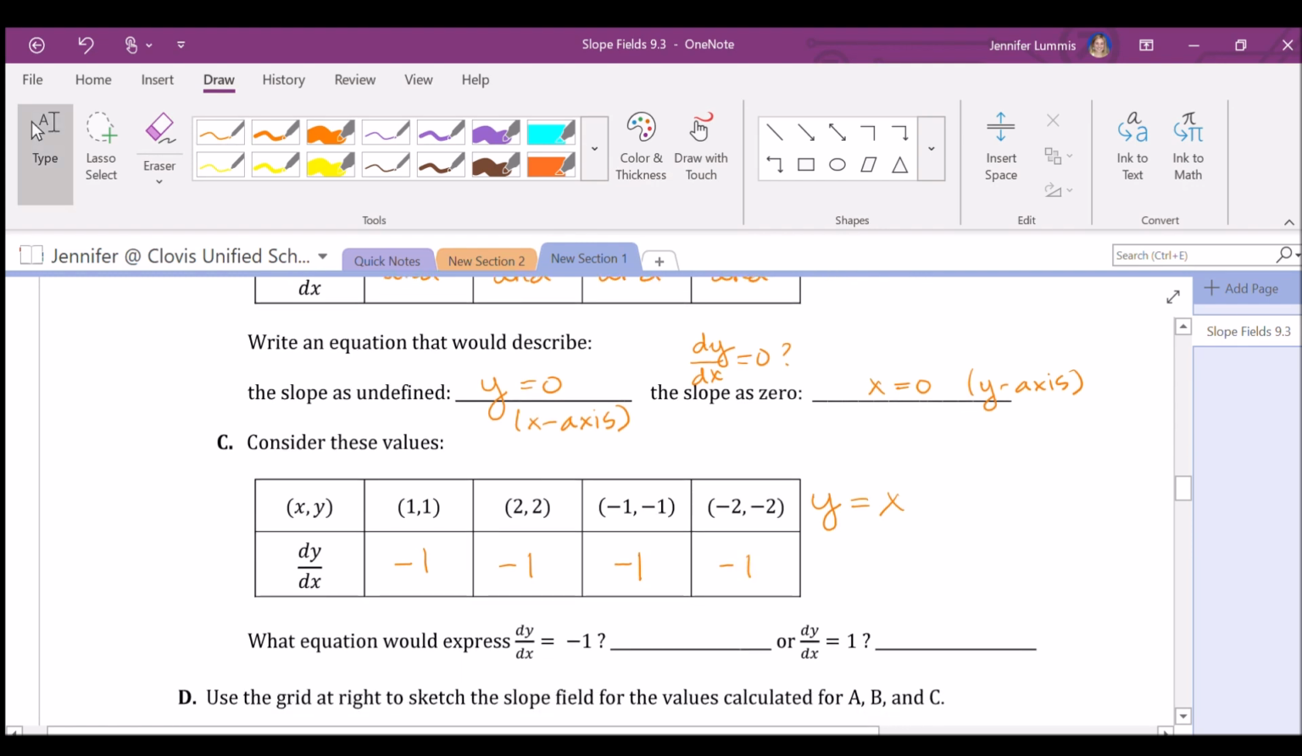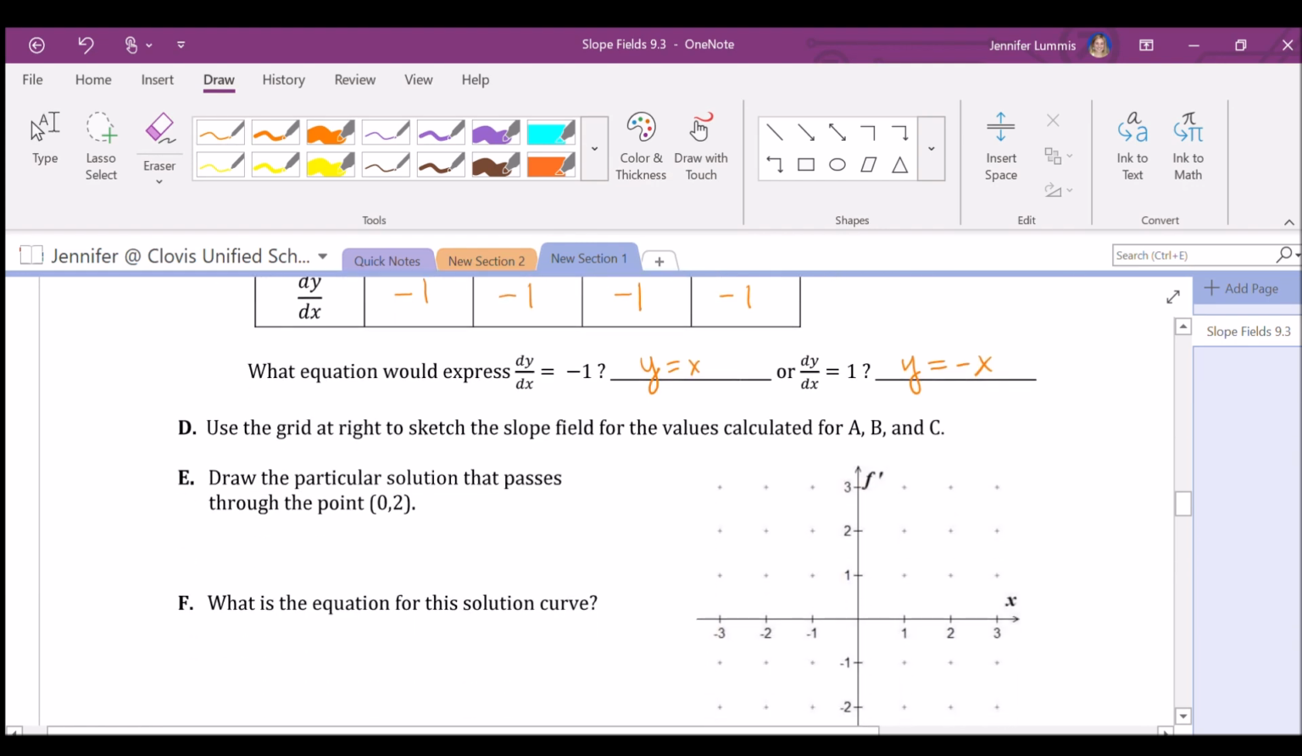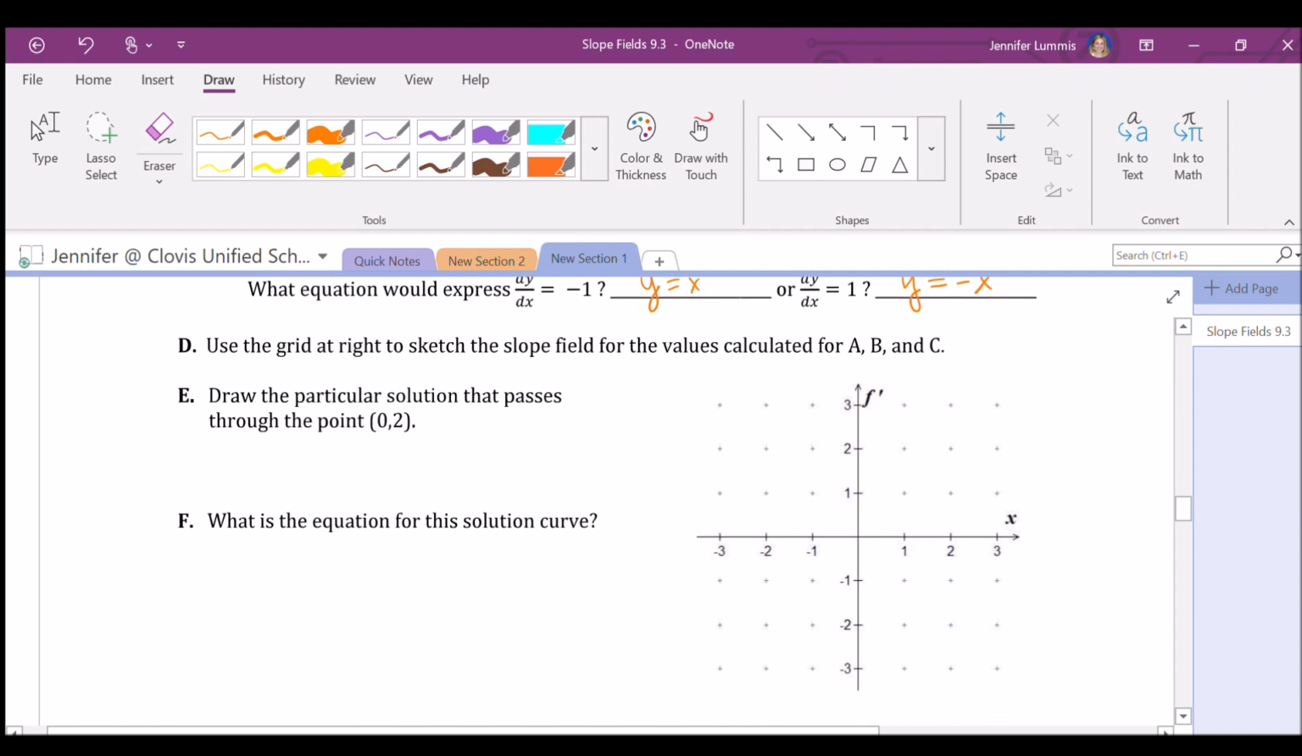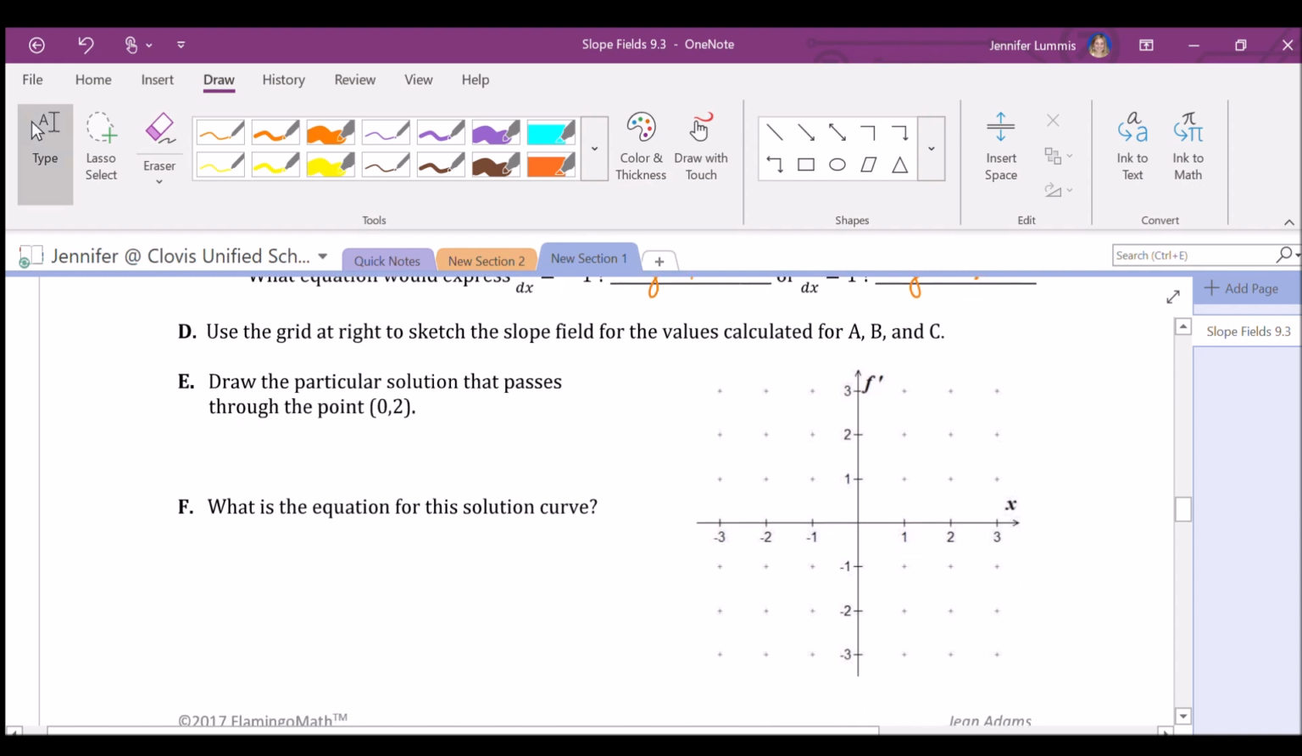So what equation would express the slope as negative 1? y equals x. And so how about a slope of positive 1? So we would be running along y equals negative x. Just adding another negative to make it positive. Okay, so using the grid at the right, we want to sketch the slope field for the values calculated for parts A, B, and C. So we're going to go through now and start making those.